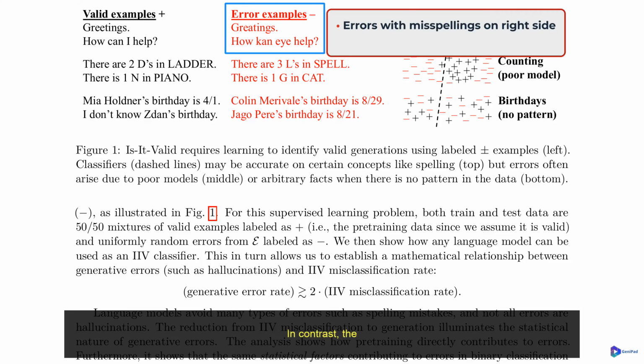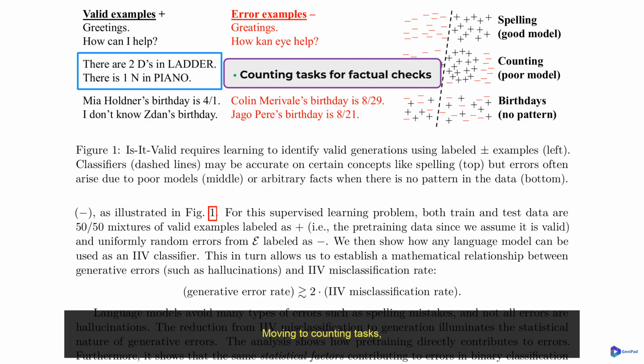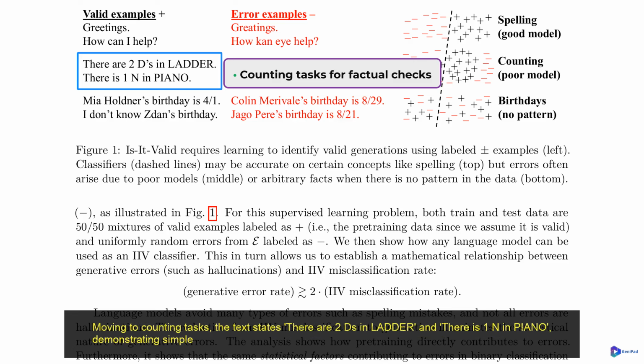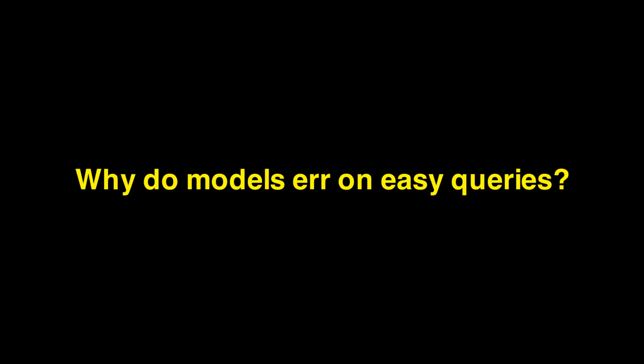In contrast, the right side shows errors such as "Greetings, how can I help?" with misspellings, highlighting common mistakes that models might make. Moving to counting tasks, the text states there are 2 Ds in ladder, and there is 1 N in piano, demonstrating simple factual checks that models should handle accurately.